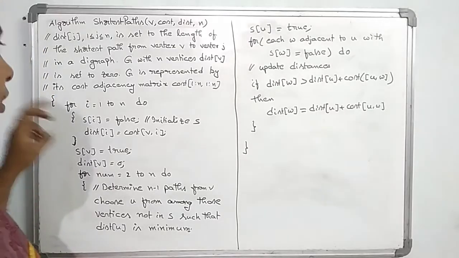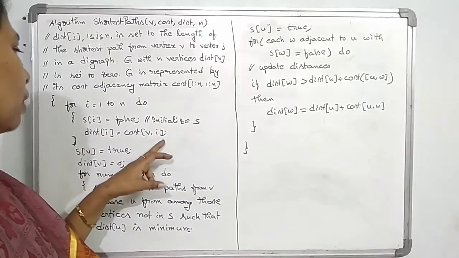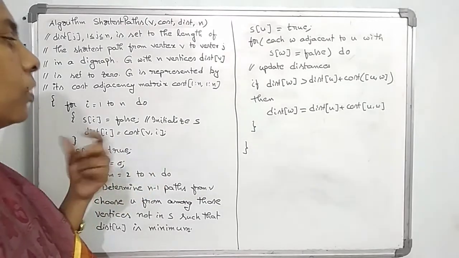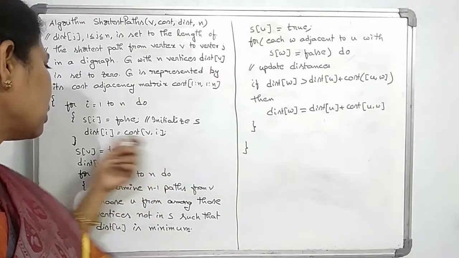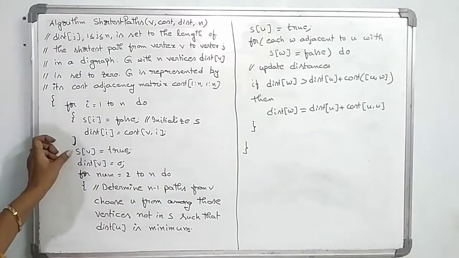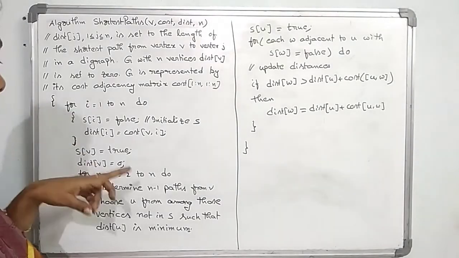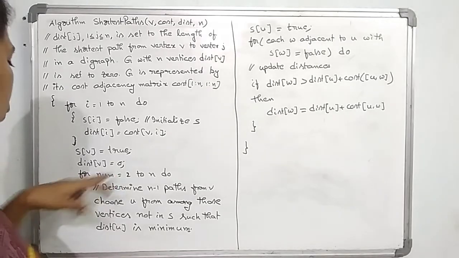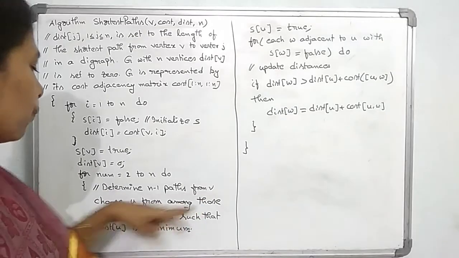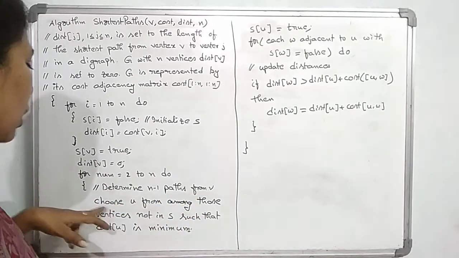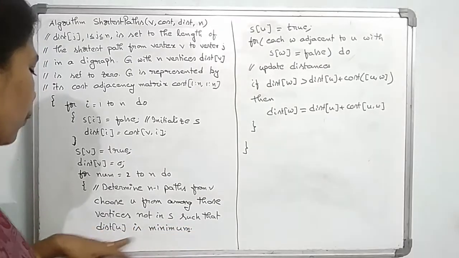Initially there is no shortest path, and you want to find the distance of i equal to cost of v comma i. So you note the cost from one vertex to another vertex, and that cost is assigned to the distance of i. S of v is true. Suppose a path or edge exists, then distance of v is set to 0, and then from 2 to n, determine n minus 1 paths from v and choose u from among the vertices not in S such that distance of u is the minimum.